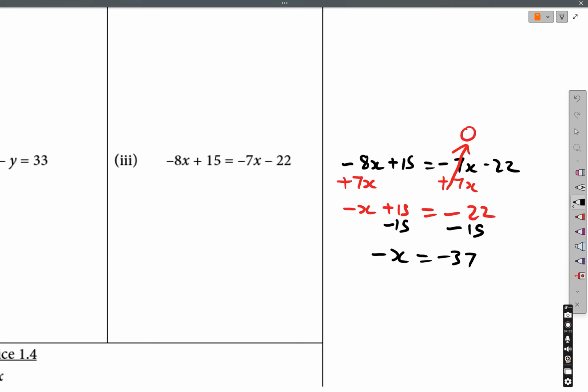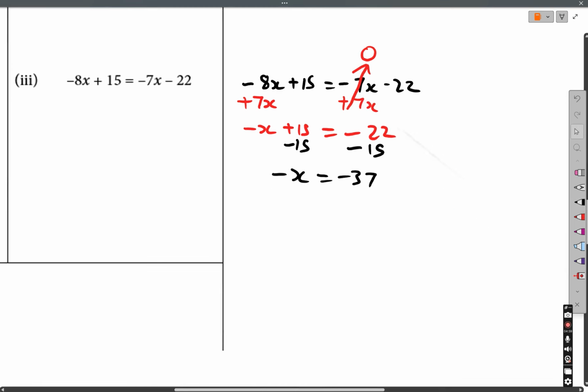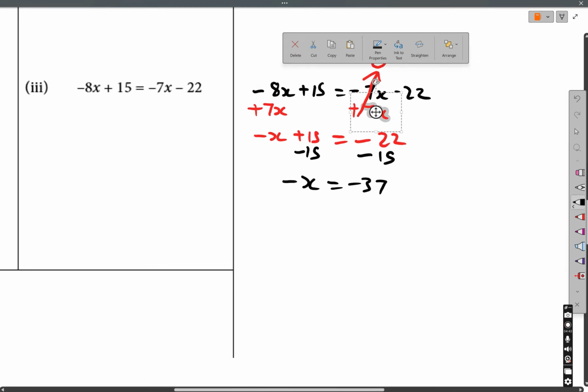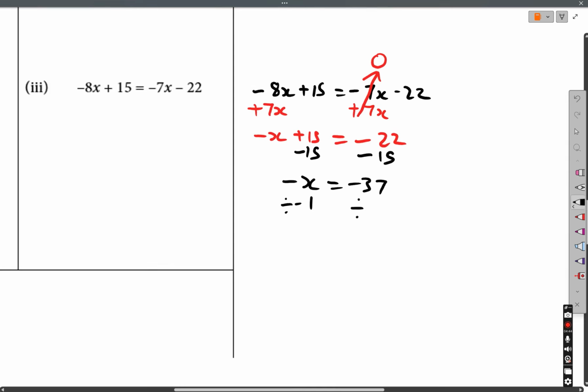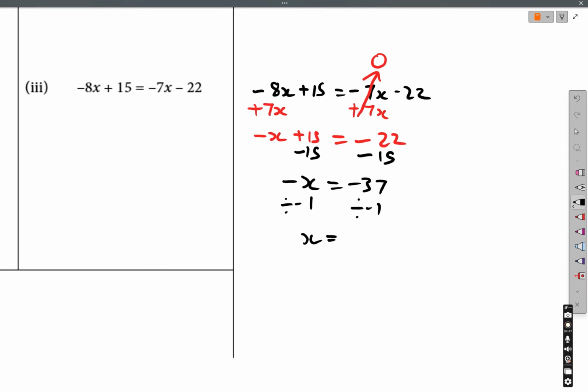And I can divide both sides by negative, or rather, there are two ways to look at this. I can divide both sides by negative 1, which will give me x equals 37. Or I can add 37 to both sides, and then add x to both sides. This will give me 37 equals x.